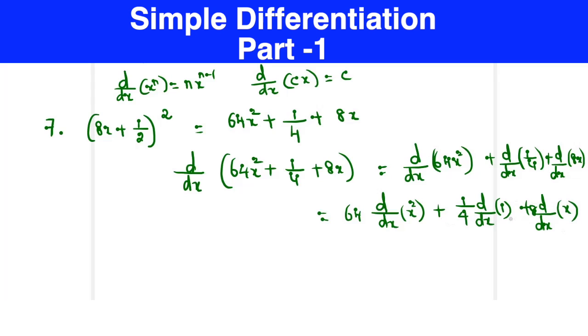So this 1, when you differentiate, any differentiation of a constant is 0. So I'm going to simply strike this off. So 64 into differentiation of x square is 2x, plus 8 into differentiation of x is 1. So it is just 1. So now do 64 into 2. It is 128x plus 8.